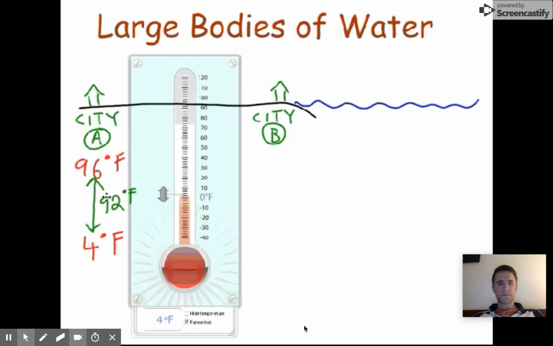But since City B is near the water, near a large body of water, the water itself is going to heat up more slowly in the summertime. And since City B is near that water, it's going to have that cooling effect as well. And that temperature is not going to get up to 96. Maybe that summertime temperature is going to get up to around there. What do we got? 85 degrees. So for City B, the hottest it's going to get is about 85 degrees Fahrenheit.